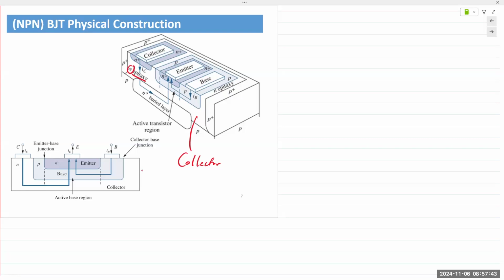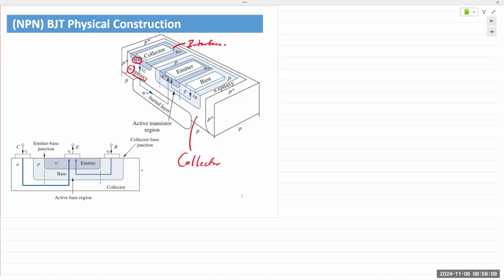An entire region is the collector. You have an N plus region embedded here. That N plus region simply allows it to make good contact with the N collector and the metal region above it. So it only serves as an interface. Okay. At its heart, it's still the same NPN device.